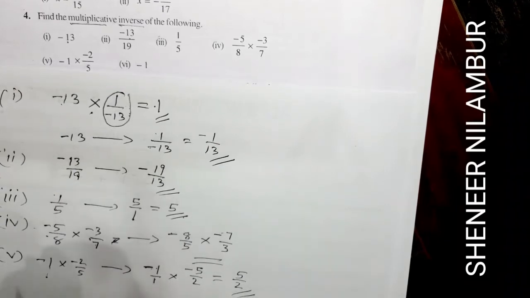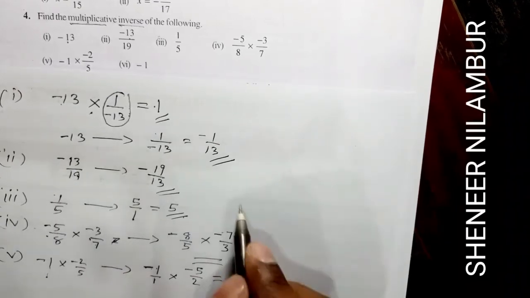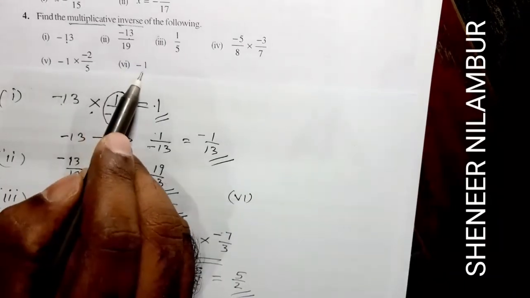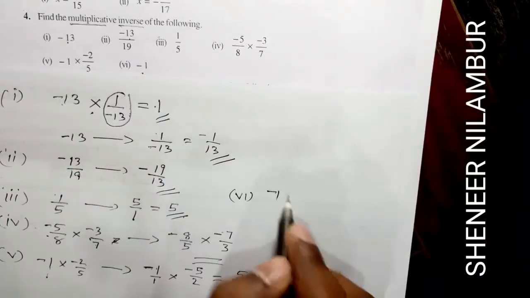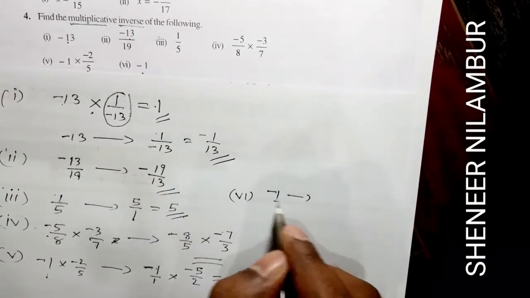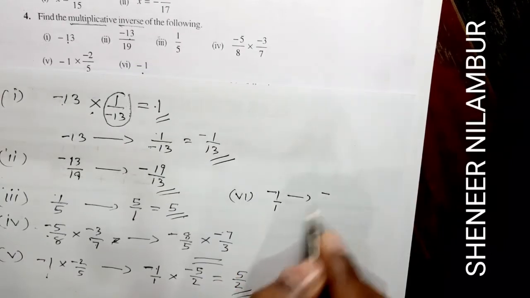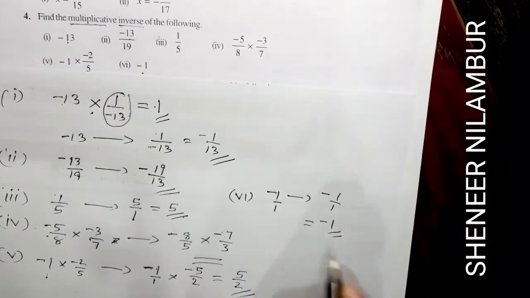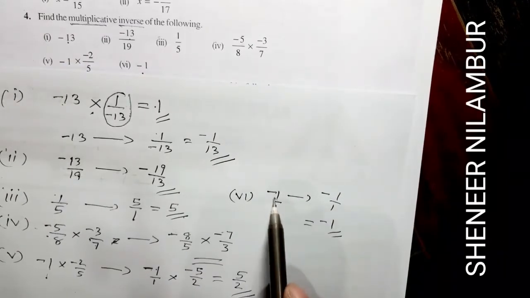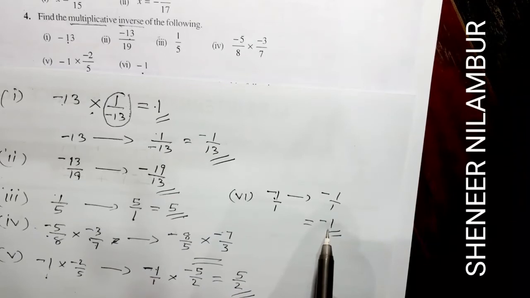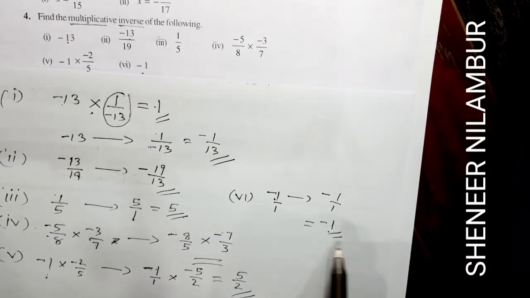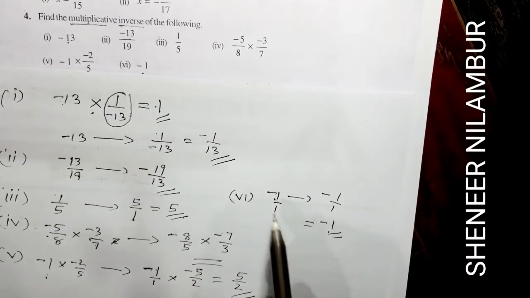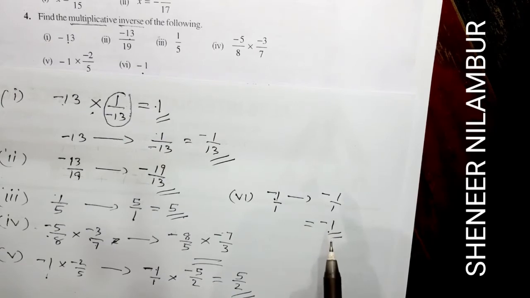Now the last question, the sixth question. What is the sixth question? You look here, minus 1. Minus 1 multiplicative inverse is, minus 1 means the denominator also 1. The negative symbol should be given, this 1 by 1. So it will be same as minus 1. So the multiplicative inverse of minus 1 is minus 1. In the competitive exams, it will be asked what is the number whose multiplicative inverse is also the same. Two answers are there, either minus 1 or plus 1.